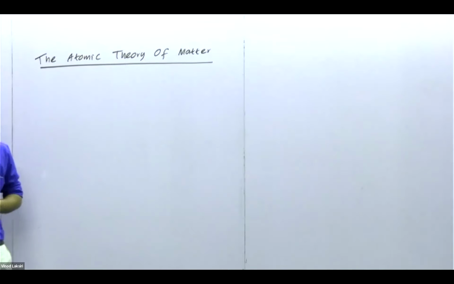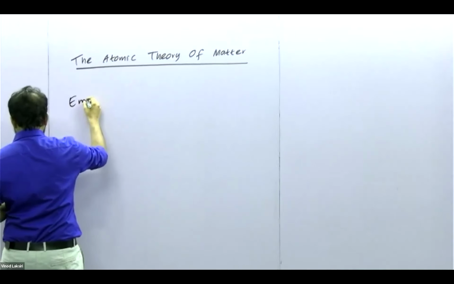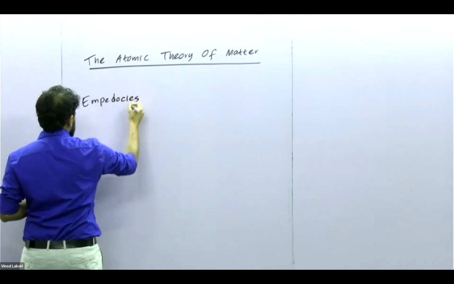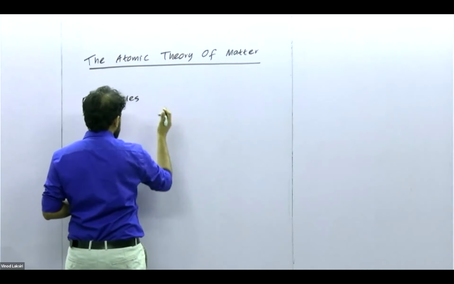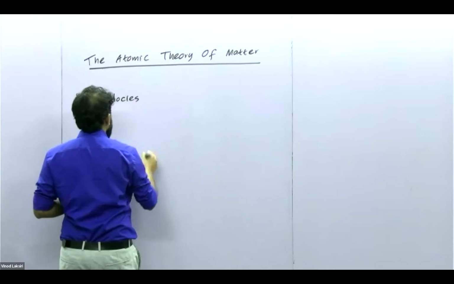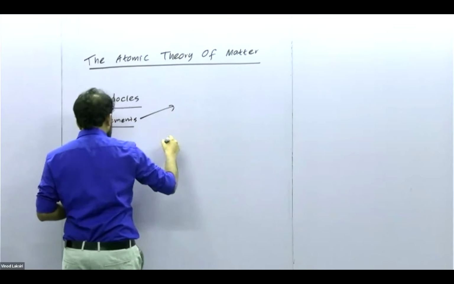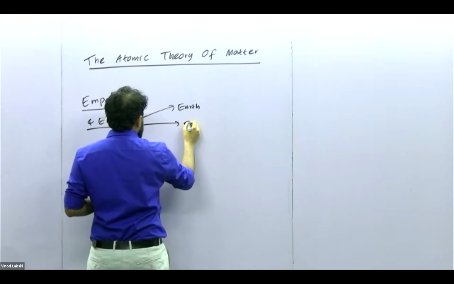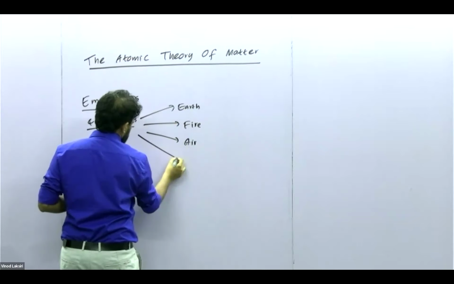Right. First thing, Empedocles. So the scientist Empedocles believed that all the matter, otherwise all the materials, are made up of 4 elements. What are they? Earth, fire, air, and water, right?